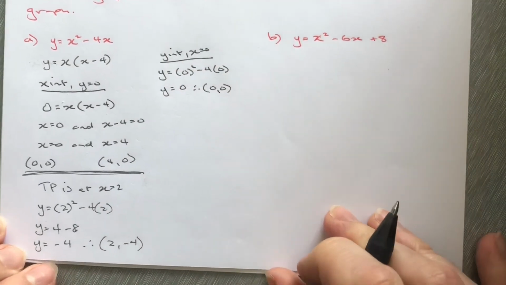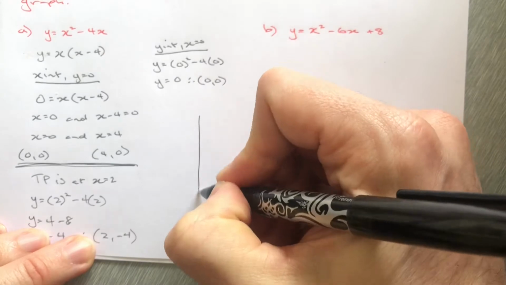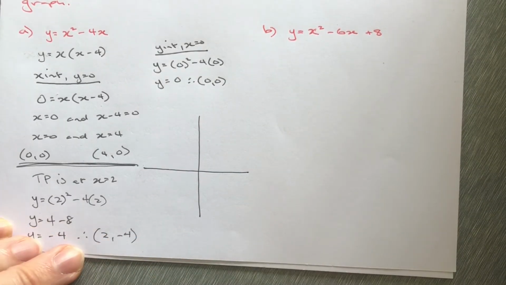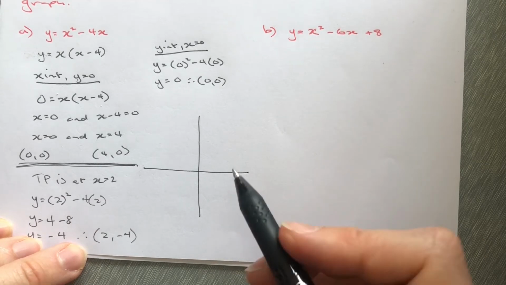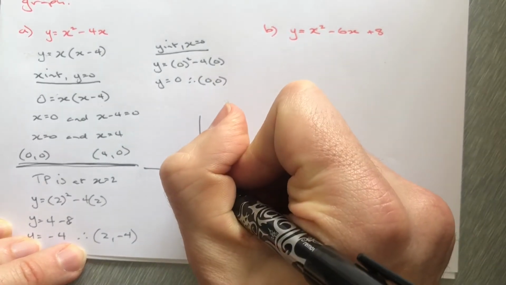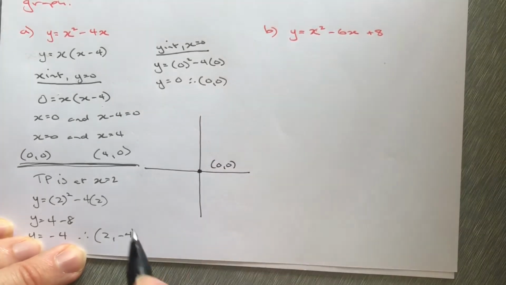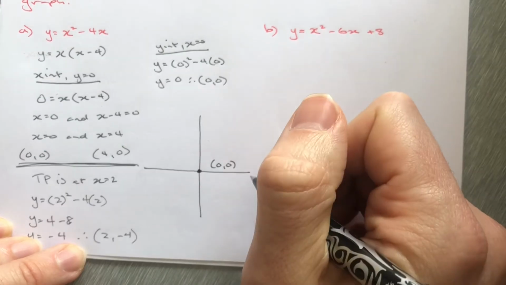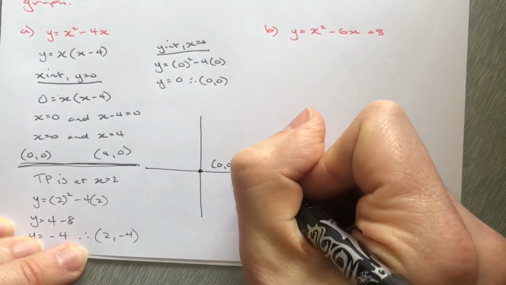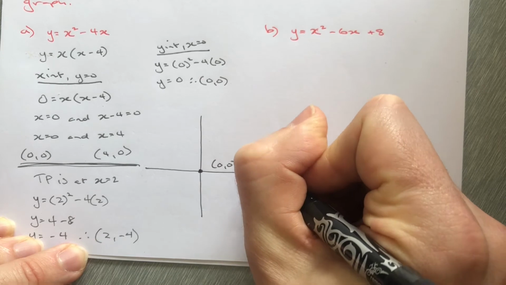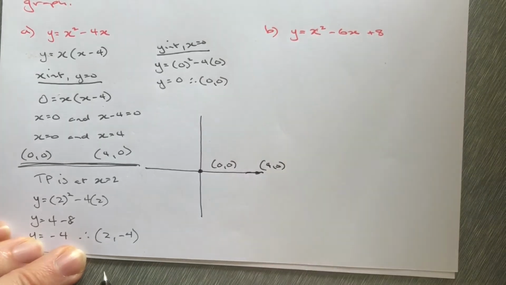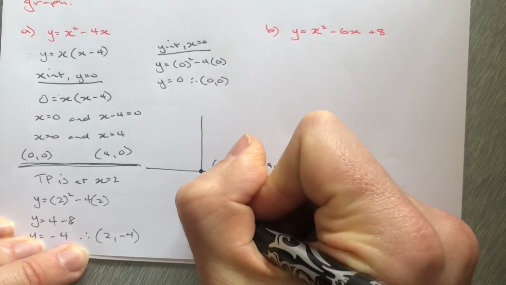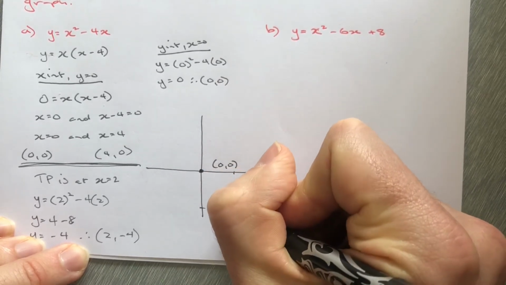Now I'll just really quickly sketch the graph. What I'd like to do is put all the points in and then work out where the line goes. So if we've got a y-intercept at 0, 0, that's here. I'm going to show the coordinates. I've got an x-intercept at 0, 0, already shown it, and an x-intercept at 4, 0, which is here. We worked out that the turning point was at 2 and negative 4, so 2 would be here, negative 4 can be down here.